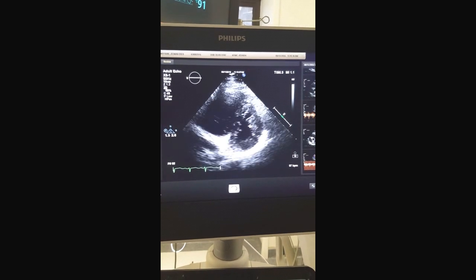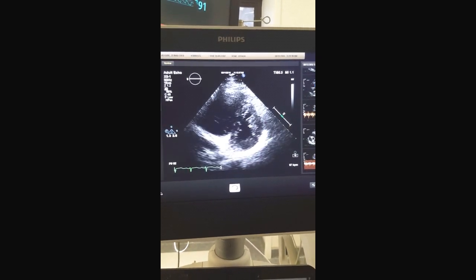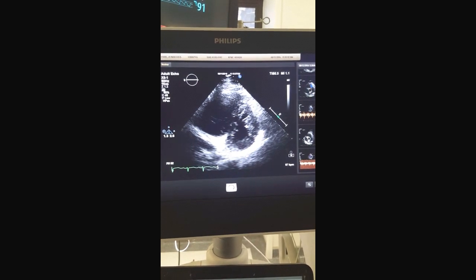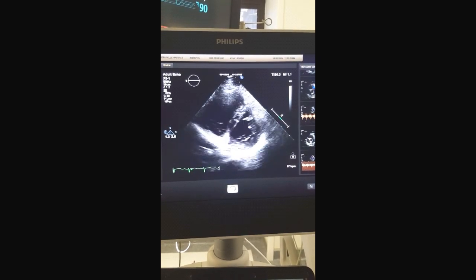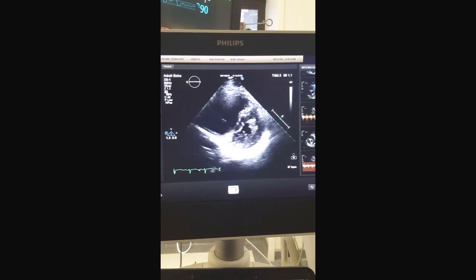And in diastole, this is systole. In diastole, it will expand a little, and this indicates both volume overload and pressure overload in the right ventricle, which is a surrogate of the pulmonary pressure. Again, we are playing this image. This is very suggestive of severe pulmonary hypertension.